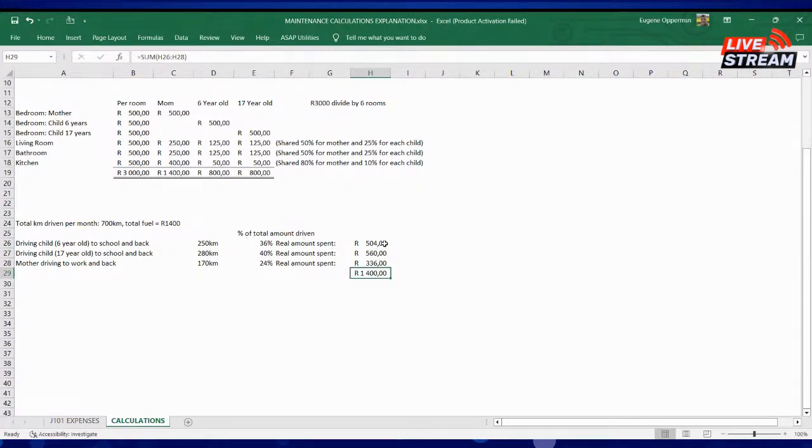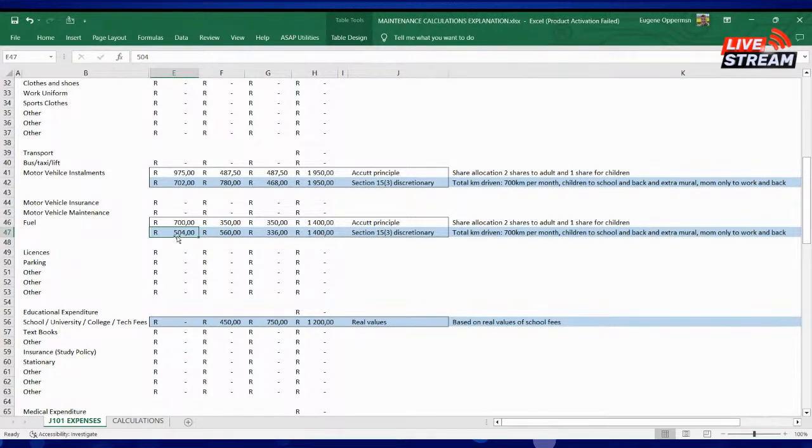It would mean that the fuel expense for the 6-year-old is actually 504 Rand, because that works out to 36% percentage-wise, and the 17-year-old 40%, and then the mom only 24%. And then you can use these as actual figures of what is spent. Remember I said I don't want a fixed amount of 1,000 Rand or 2,000 or whatever. Now we can actually work it out, and this looks on paper much more fair and reasonable, because then you can prove and justify that for the 6-year-old, 504 Rand is spent in terms of fuel, 560 for the 17-year-old, and then for mom, 504 Rand, or whatever the case might be.